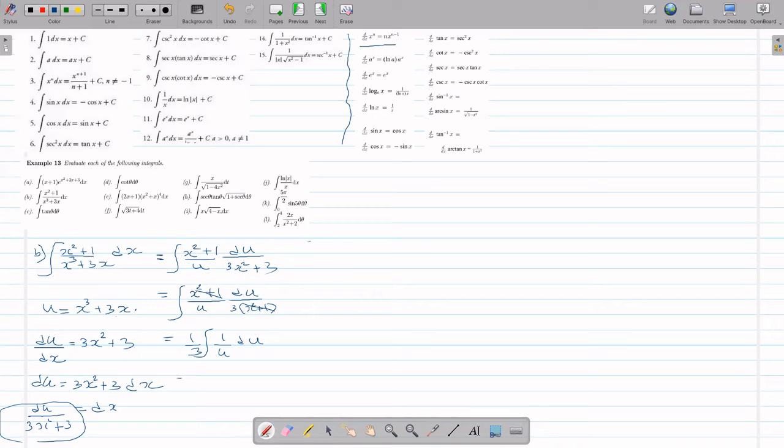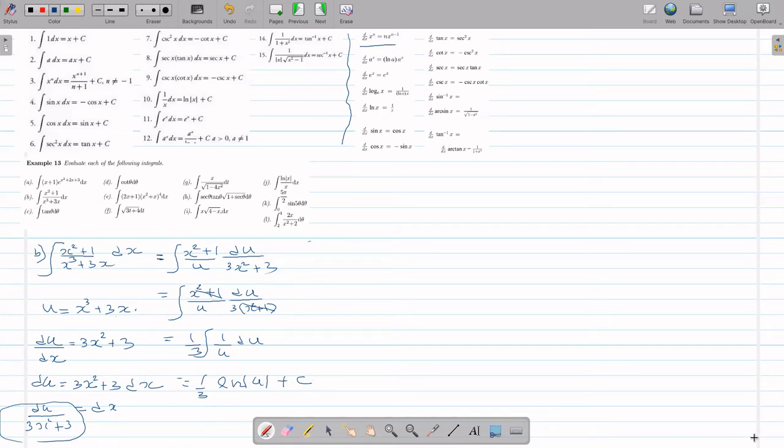Any questions up to now? Okay. So here this one I cancel out. I pull out the constant. Now this 1 over u du is the integral of 1 over x form, so this is ln. So this is 1 over 3 ln u plus c.